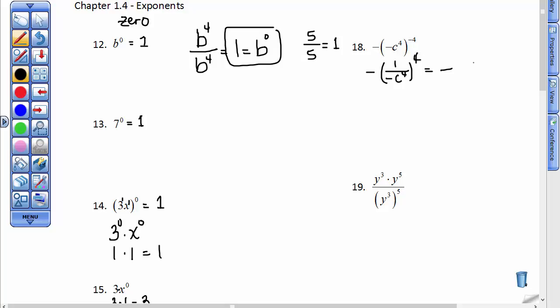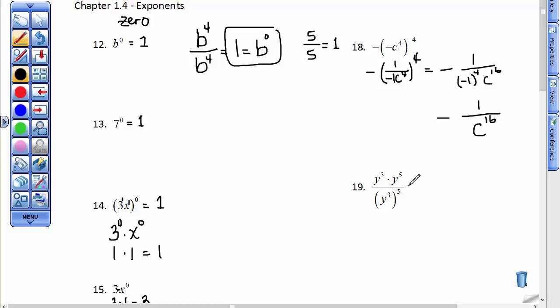1 to the 4th is 1, and this is a negative 1 raised to the 4th power. That's going to be a positive 1. C to the 4th raised to the 4th is c to the 16th because I multiply. Again, a negative 1 an even number of times is positive. So I have 1 over a positive c to the 16th. However, this sign that was out in front ends up making this the opposite of 1 over c to the 16th. So there's my final answer.